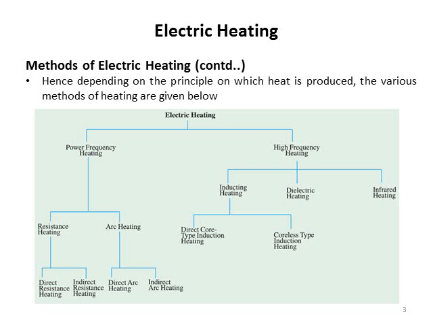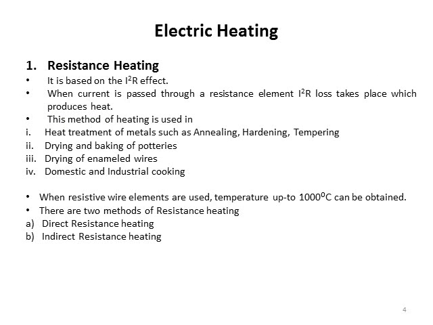In power frequency heating, we have two types. One is resistance heating, another one is arc heating. In resistance heating, we have direct resistance heating and indirect resistance heating. Whereas in arc heating, we have direct arc heating and indirect arc heating. So the first classification we are going to see is resistance heating.